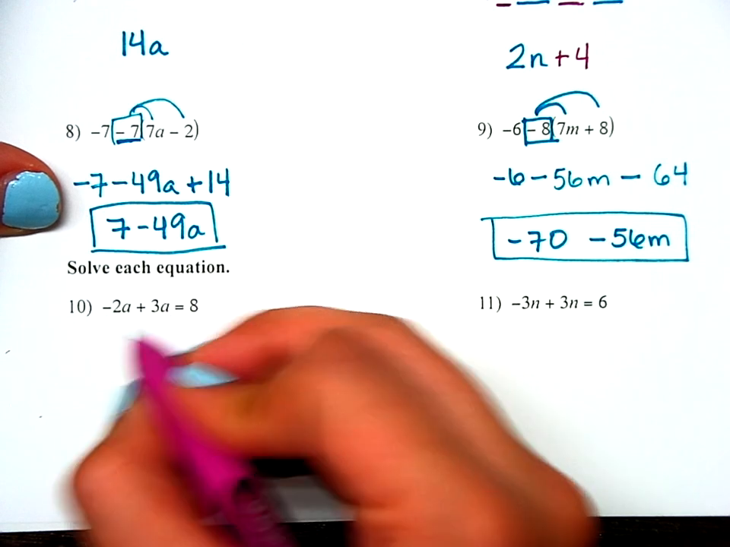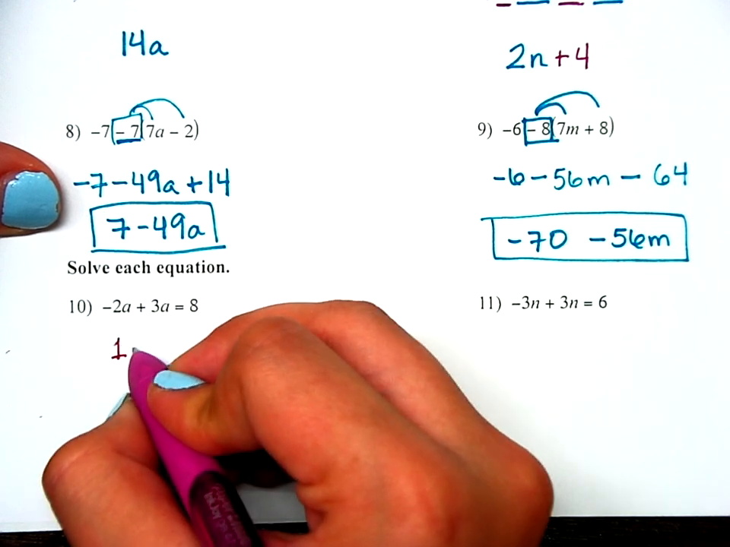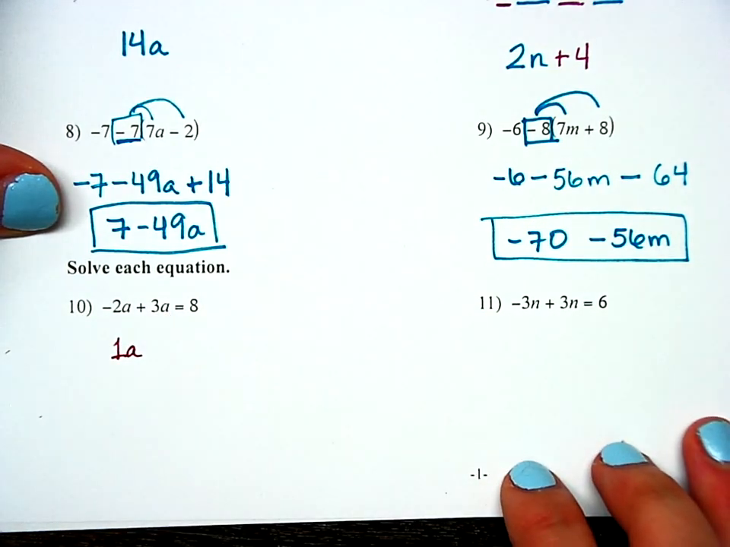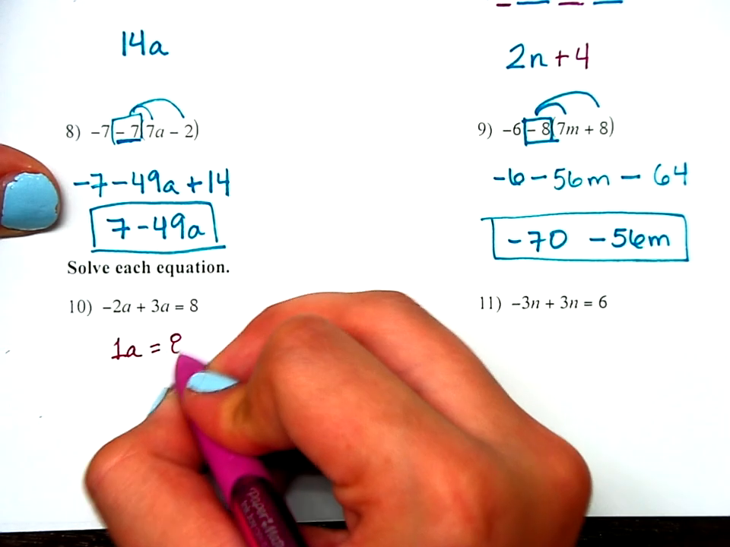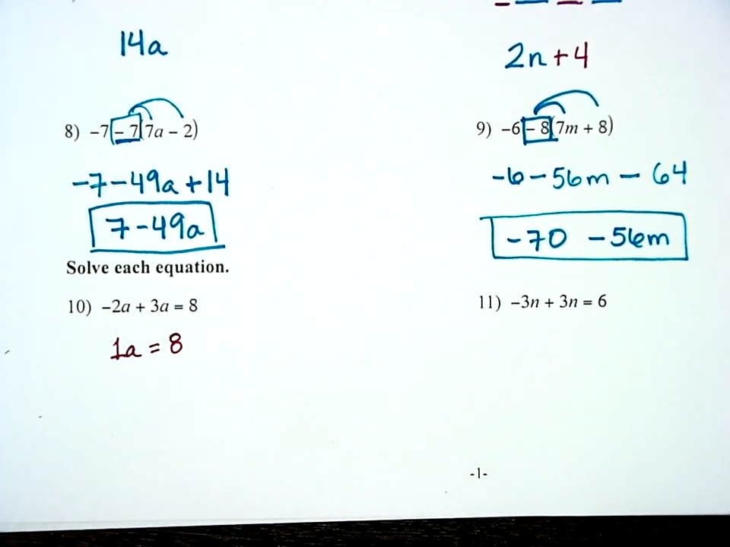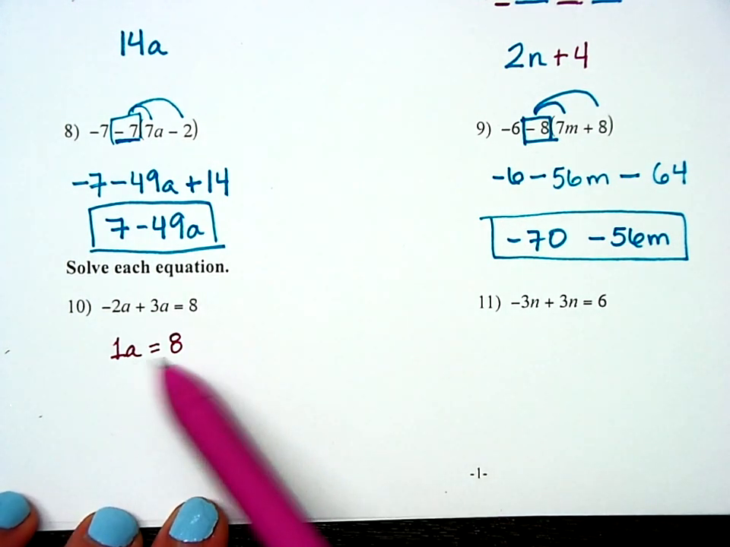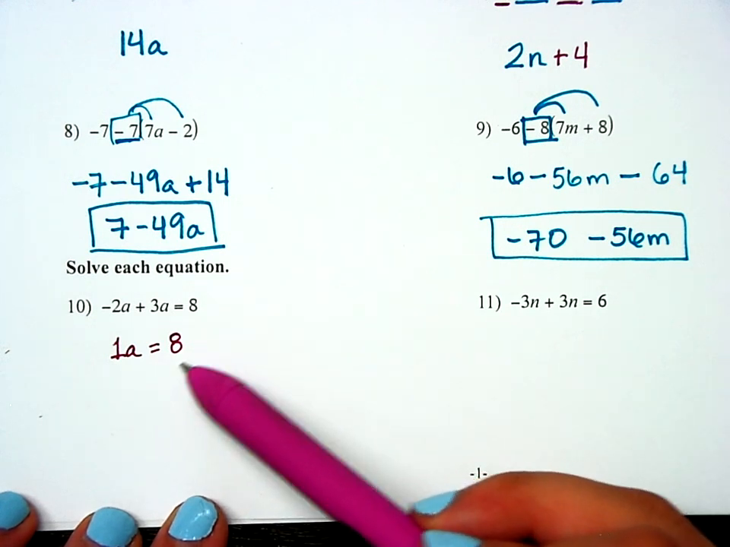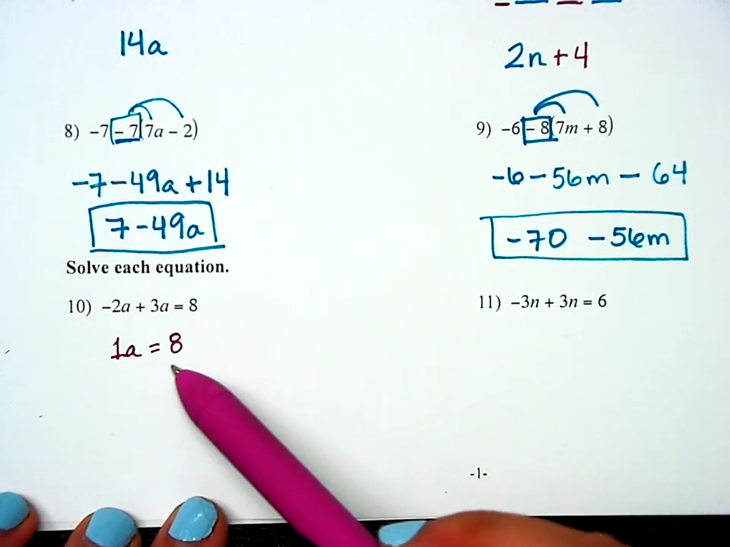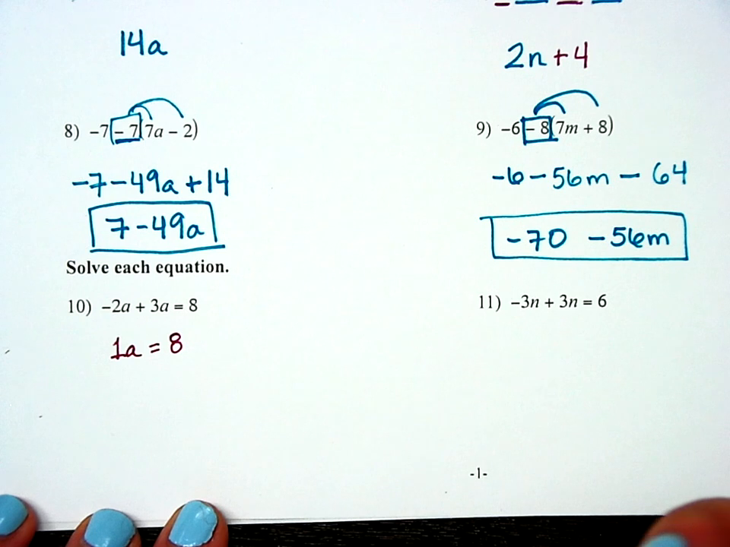Negative 2 and positive 3. That's a positive 1a. I'm just going to write it so you can see that I combined those terms. We don't always need to write that 1. And we're going to bring down that 8. Okay, so now I've combined like terms. The next step is to add or subtract so the variables are on the same side. I only have the variable on one side, so I can skip step number 3. Step number 4, undo any addition or subtraction. I don't have any. So then the very last step is to undo any multiplication or division.